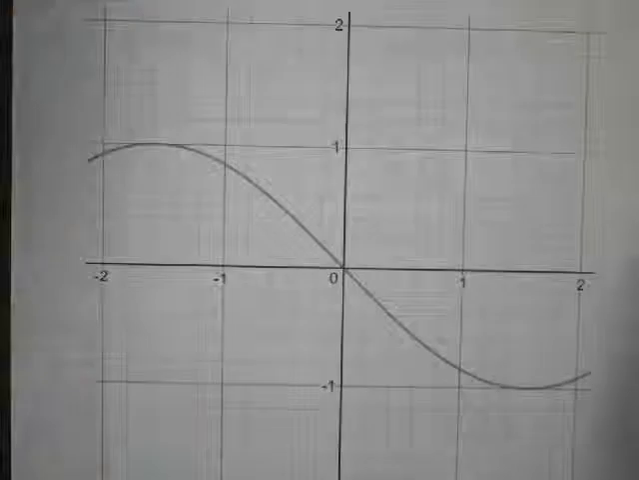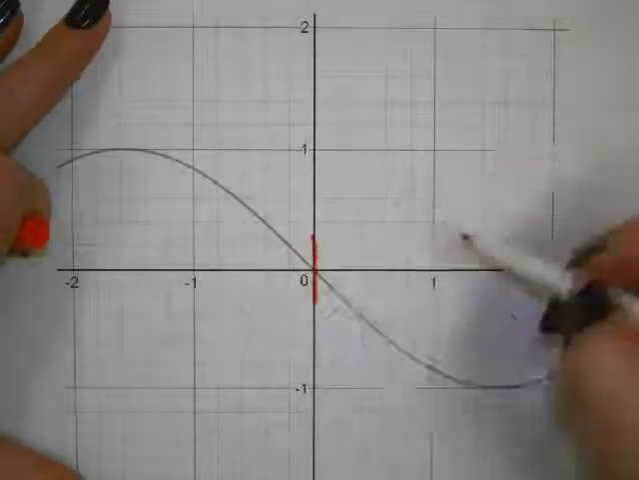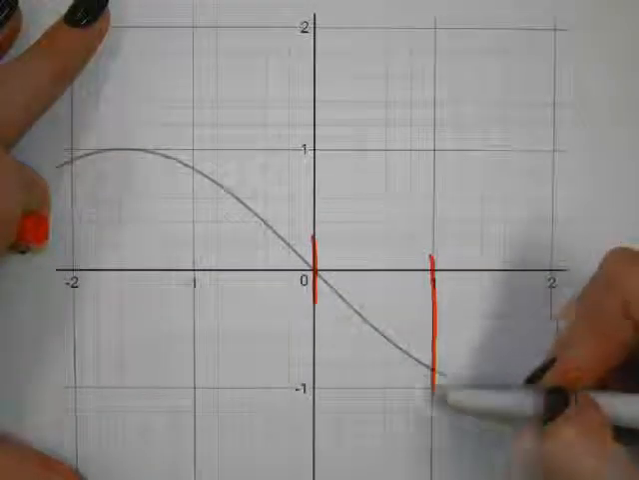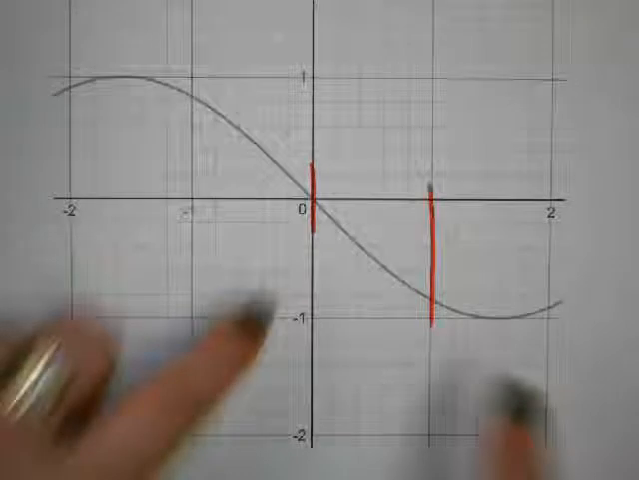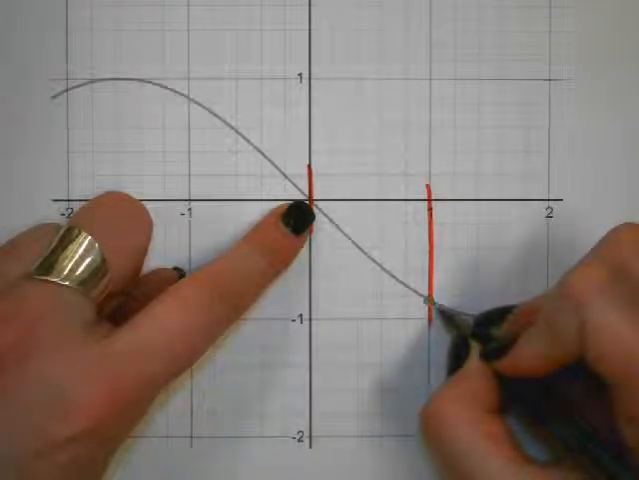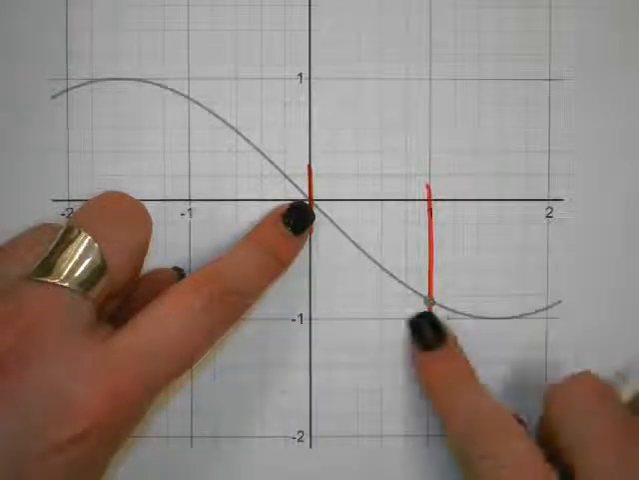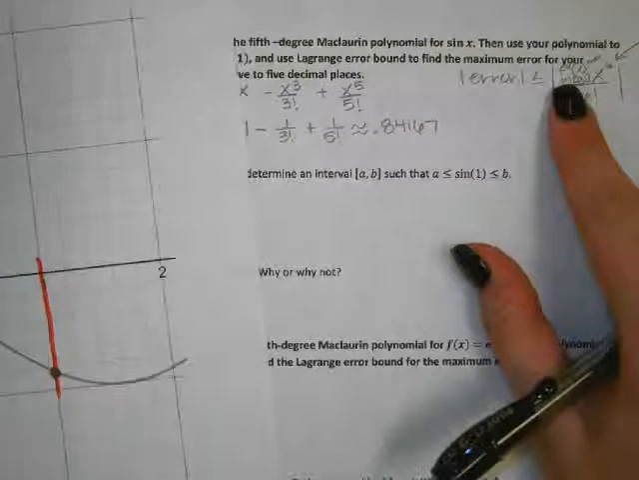And I'm looking on the interval from 0 to 1. So let me grab a marker. I'm looking on this interval right here, from here to here. What I'm trying to do is find the biggest y value. Since this is in an absolute value sign, it doesn't matter if it's positive or negative. I'm just looking for the largest number. So on this interval, the largest number would be right here at negative sine of 1. That means that is the value I'm going to plug in right there.